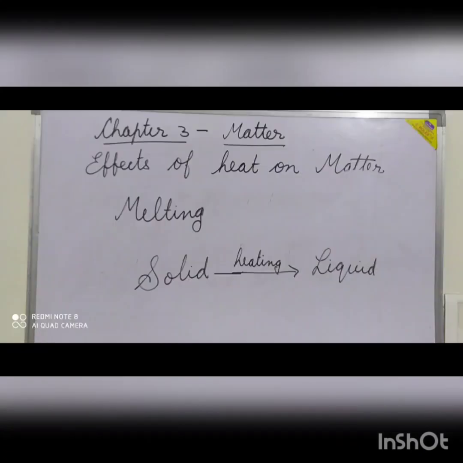We will discuss the processes that occur during the change of state of matter. First, melting. It is the process in which a solid is converted into a liquid by absorbing heat at a constant temperature. The constant temperature at which the solid changes into the liquid is called its melting point. The melting point of pure ice is 0 degrees Celsius.